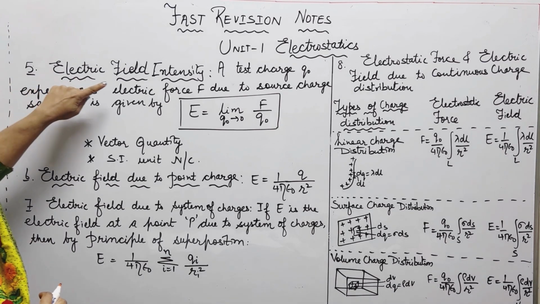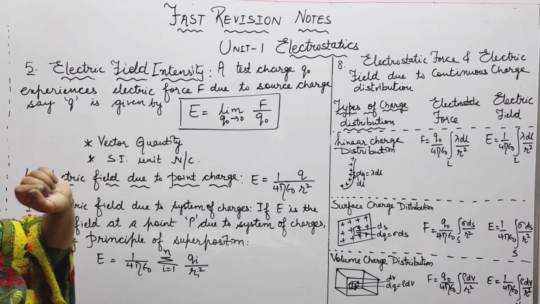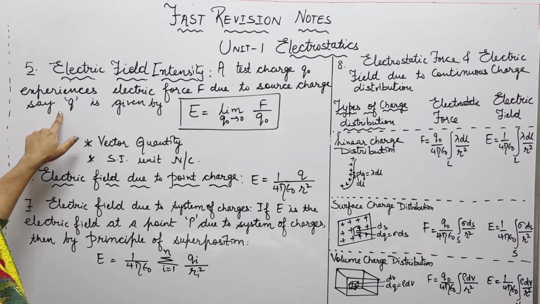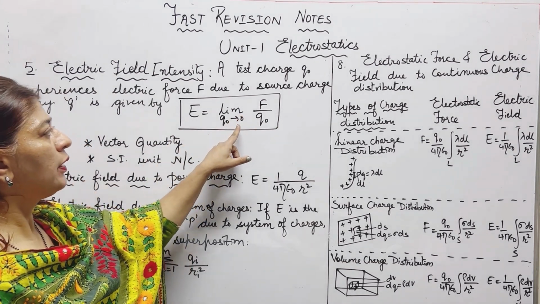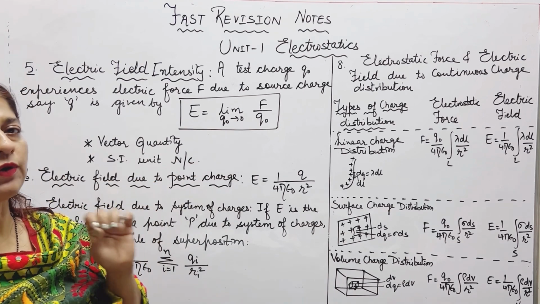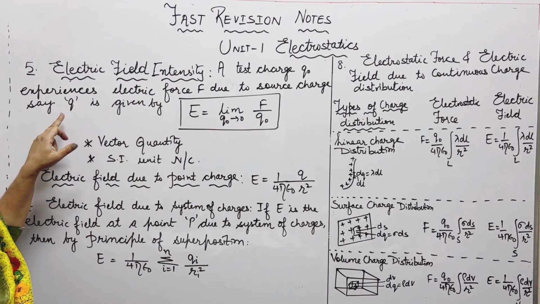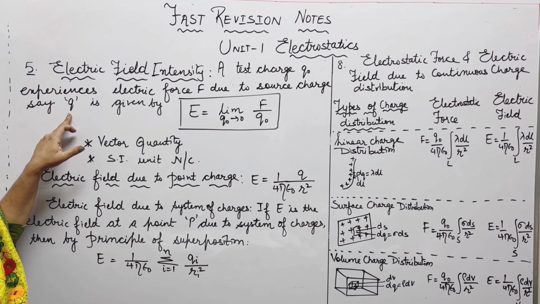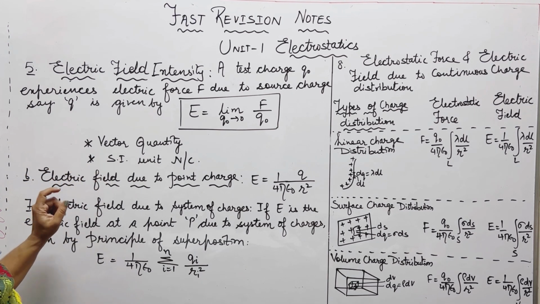The fifth is electric field intensity. A test charge Q naught experiences an electric force F due to some source charge, say Q. It is given by F by Q naught, where Q naught has a very small value so that it won't interfere with the field area of charge Q. It is a vector quantity, and SI unit is Newton per coulomb.